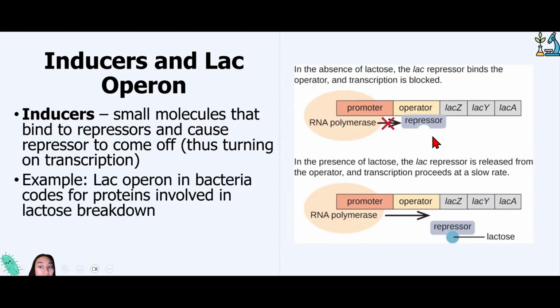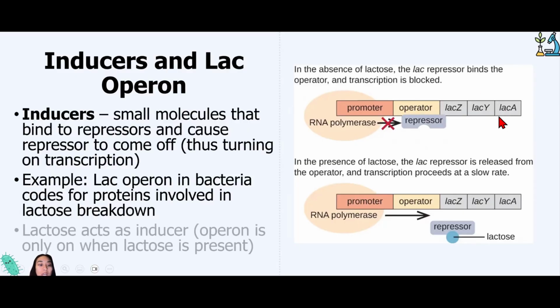In the absence of lactose, the repressor is repressing. It's bound to the operator, so these genes are turned off. But when lactose is present, it acts as your inducer. It binds to the repressor and pulls the repressor off, and so now the genes are turned on. Again, you want these genes on when lactose is present because their whole job is to break down that lactose. These are just a few examples of how genes are regulated in bacteria. Obviously, in eukaryotic cells there are other ways to do it as well, but these are the classic ways that genes are regulated.